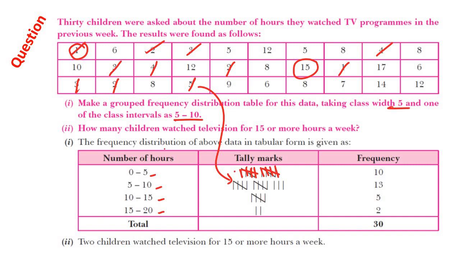Understand? Next question is, how many children watch television for 15 or more hours a week? So what do you think? See this plot? Oh yes, see this plot? The maximum was actually 17, not 15. So 15 or more hours. So only 1 and 2. So only 2 children. They watched for more than 15 hours. Okay.